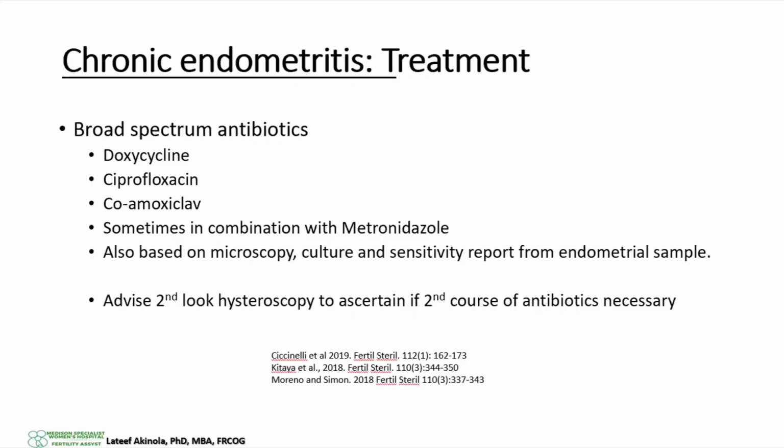Treatment of chronic endometritis is mainly by giving broad-spectrum antibiotics, which include doxycycline, ciprofloxacin, co-amoxiclav, sometimes given in combination with metronidazole. It is also better if we base the treatment on culture and sensitivity reports from the endometrial sample taken during the hysteroscopy. It is advisable to do a second look hysteroscopy to ascertain if a second course of antibiotics is necessary.